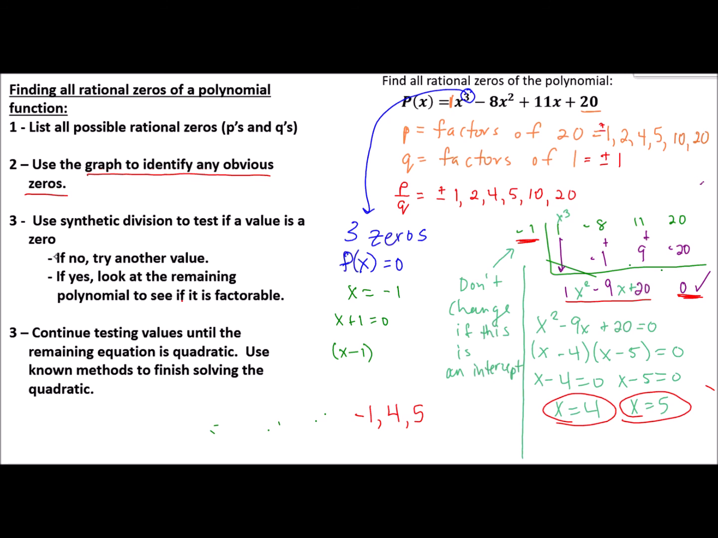So use the graph to identify zeros for synthetic division. You're looking at the ones that have a remainder of 0. And then you keep testing values until the remaining equation is quadratic. And then use whatever method you know to finish solving. All right, let's look at another one.